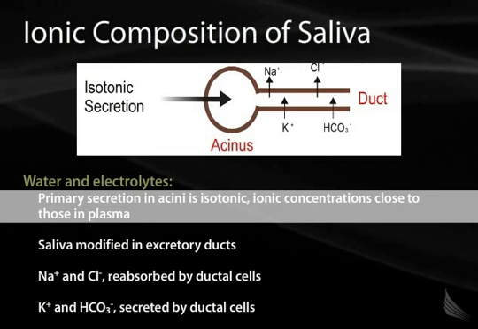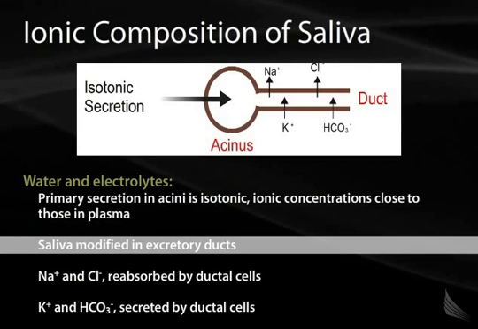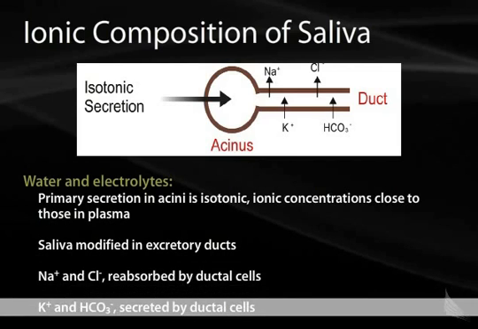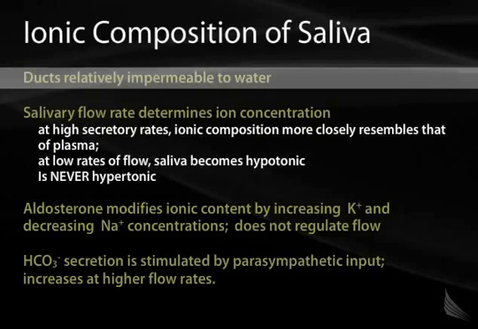The primary secretion in the acini is isotonic. In that respect, the ionic concentrations are close to those in plasma, and saliva is actually modified in the excretory ducts. In these ducts, sodium and chloride is resorbed by the ductal cells, and potassium and bicarb is secreted by ductal cells. The ducts are relatively impermeable to water.